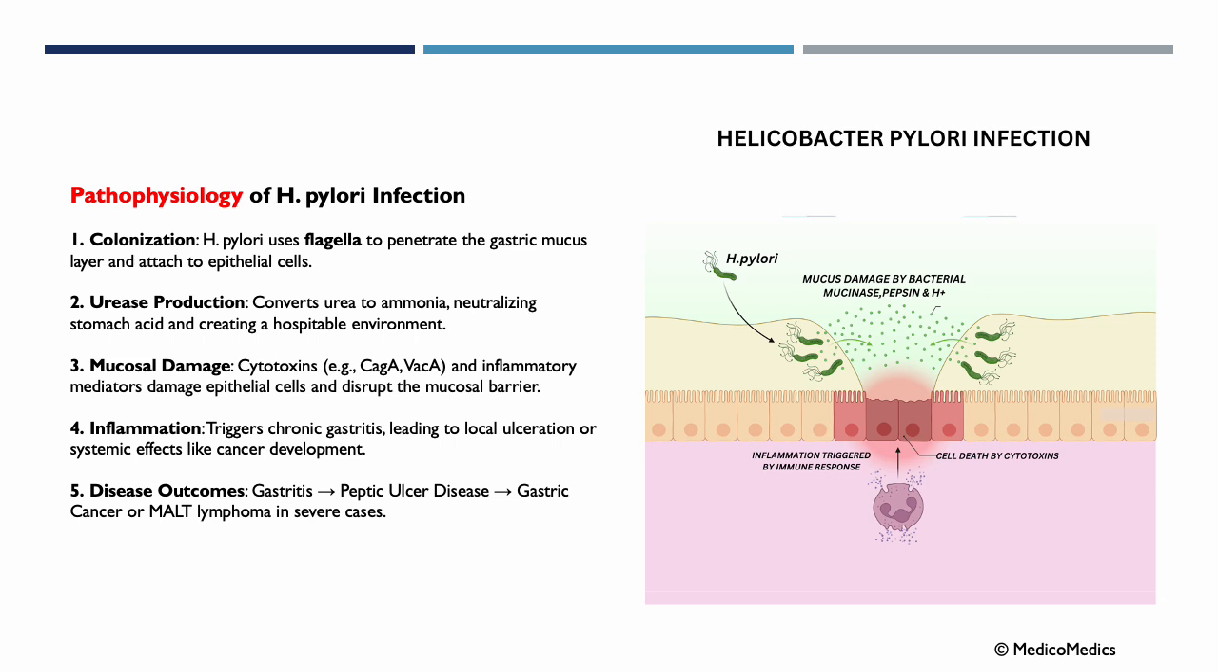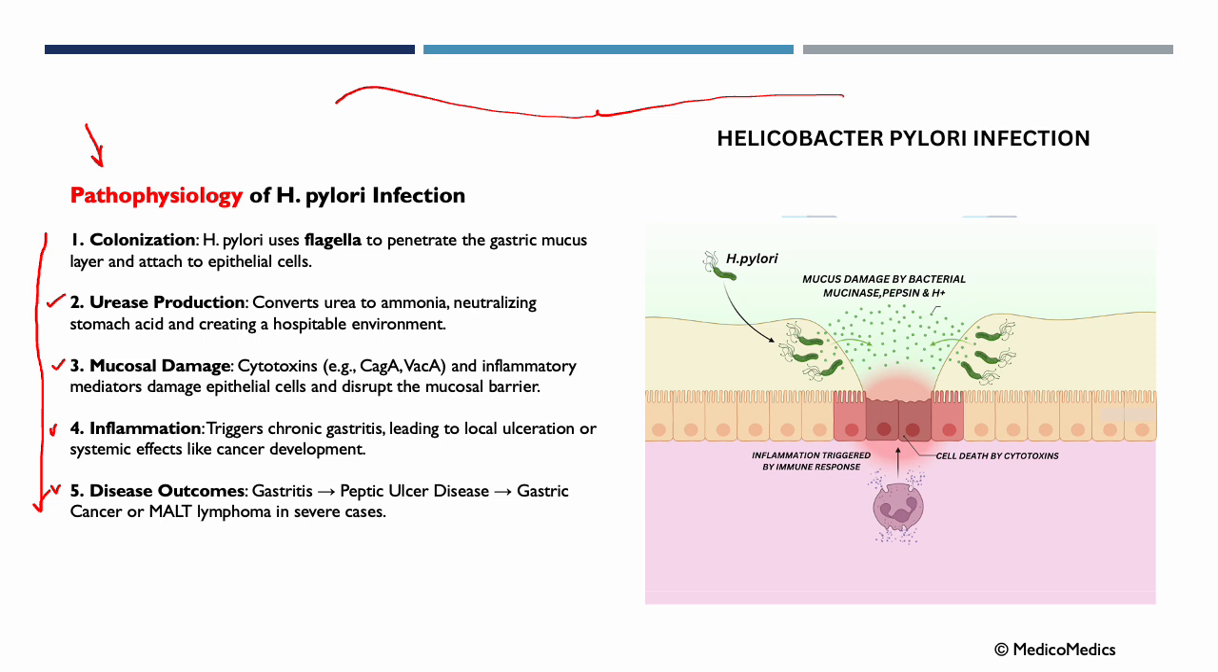Now let us turn our attention to the actual pathophysiology of H. pylori. We can break it down into several steps, beginning with colonization. Then we have urease production, mucosal damage, inflammation, and different disease outcomes. So let's walk through the pathophysiology of H. pylori using these slides here.